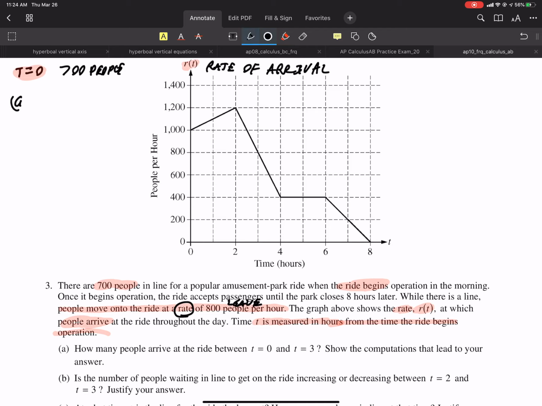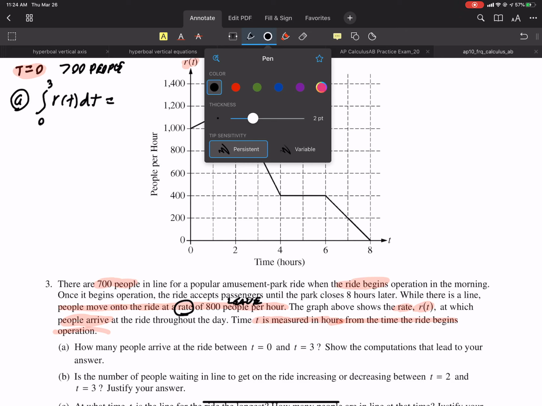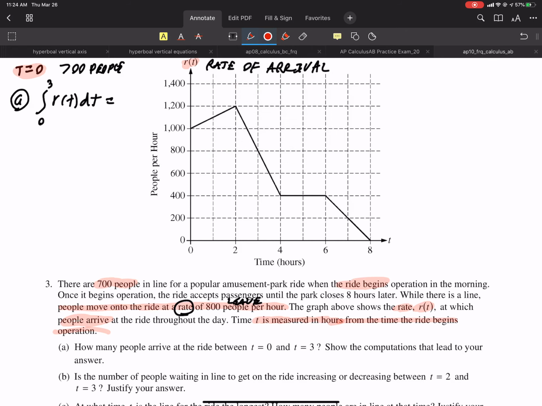And I'll do this over here. How many people arrive from 0 to 3? Well, we have the rate of arrivals R of t. So if we want to find out how many people arrive, if you integrate the rate of arrival, that tells you how many people have arrived. But how do we do this? We don't have the function, so we can't take the antiderivative, but we do have the graph. So that means we just find the net area to find the integral.